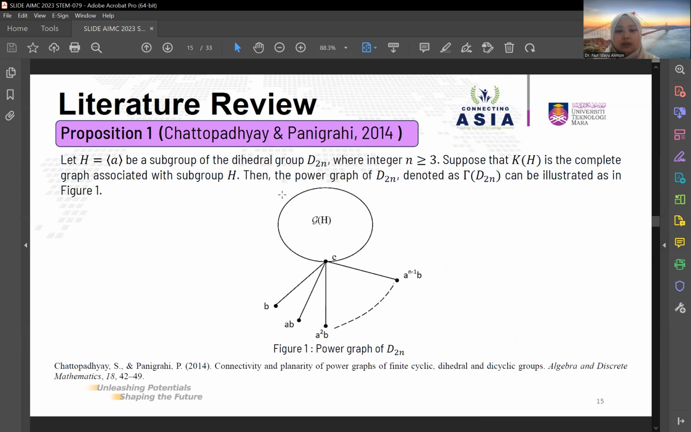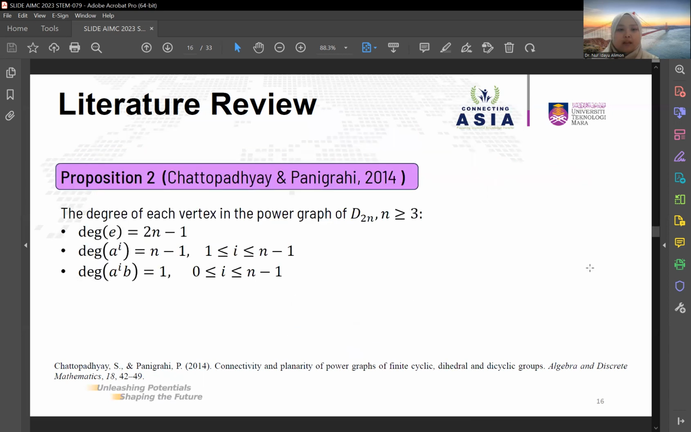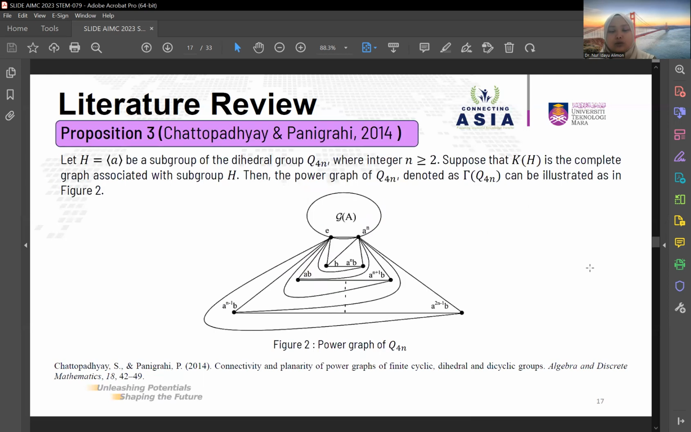So this one is the complete graph, where the vertices are a subgroup of order n. Let's say we have the dihedral group of order 6, so n is equal to 3. So we have E, the element E, A, and also A squared here. So they are connected to each other, and the rest of the elements will be here. So from the graph, we can determine the degree of each vertex, E, A^i, and also A^iB, and then they also generalize the power graph of generalized quaternion groups of order 4n. So this one is the complete graph, and the rest of the vertices will be here.